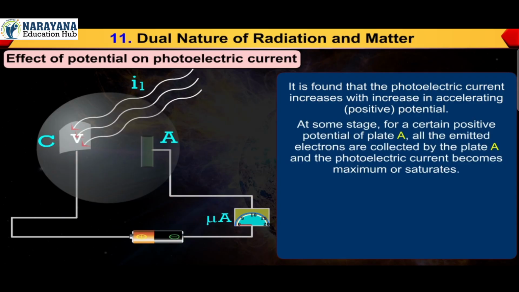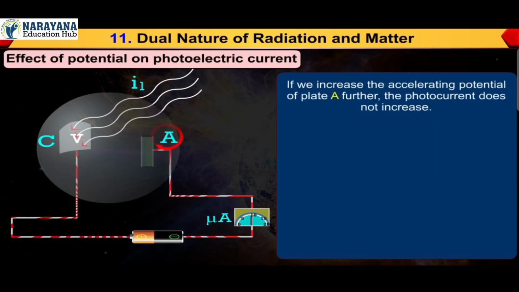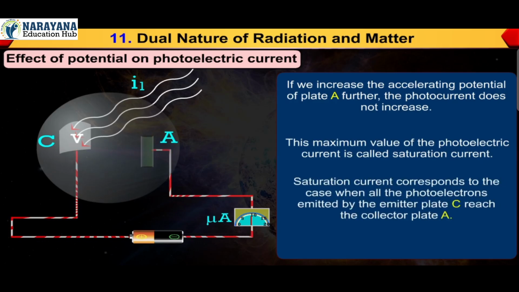At some stage, for a certain positive potential of plate A, all the emitted electrons are collected by the plate A and the photoelectric current becomes maximum or saturates. If we increase the accelerating potential of plate A further, the photocurrent does not increase. This maximum value of the photoelectric current is called saturation current. Saturation current corresponds to the case when all the photoelectrons emitted by the emitter plate C reach the collector plate A.